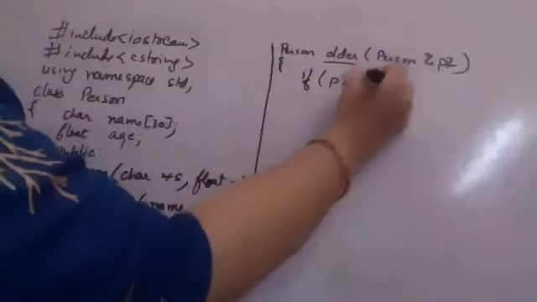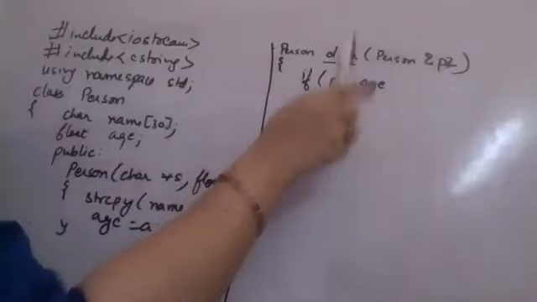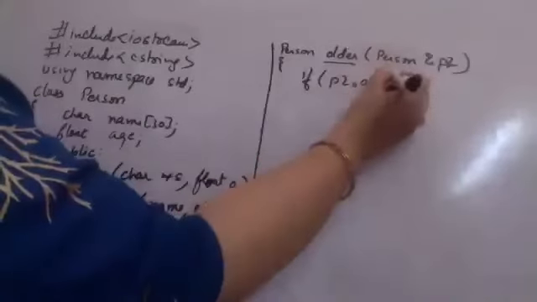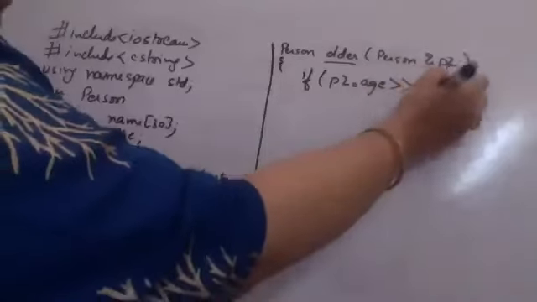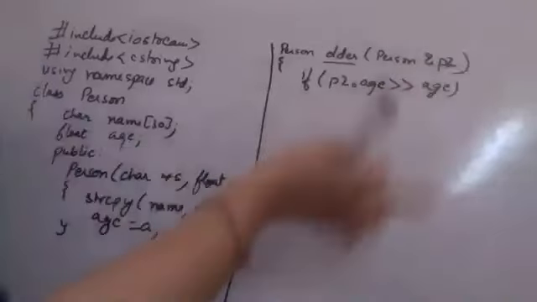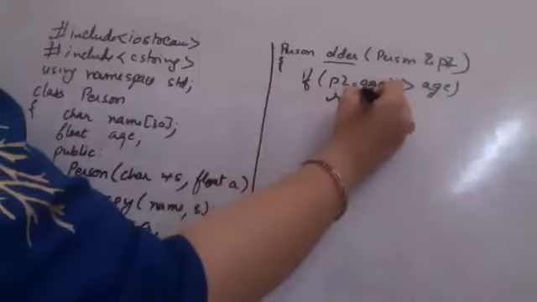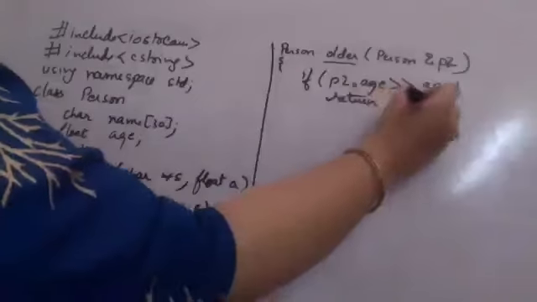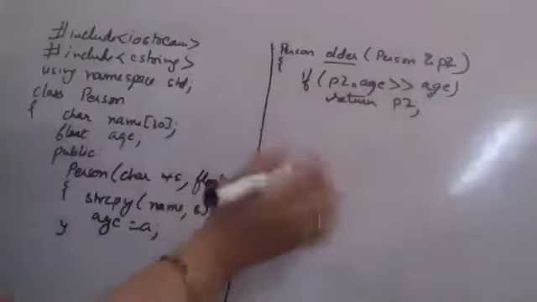P2 dot age, since P2 is a normal variable, a normal object of the class, I am using the dot operator. If P2 dot age is greater than the age of what? Whoever has called this function. If it is greater, then return P2. I am returning the second person. If person 2's age is greater, then person 2 is returned.